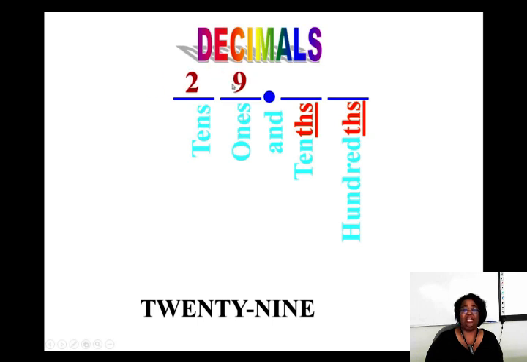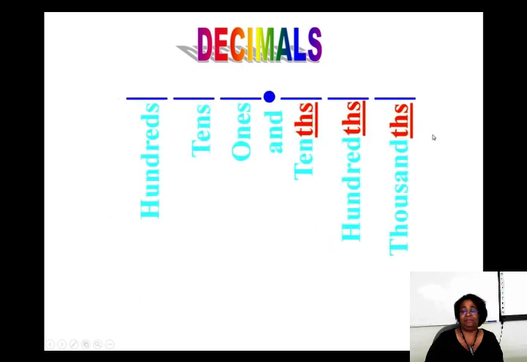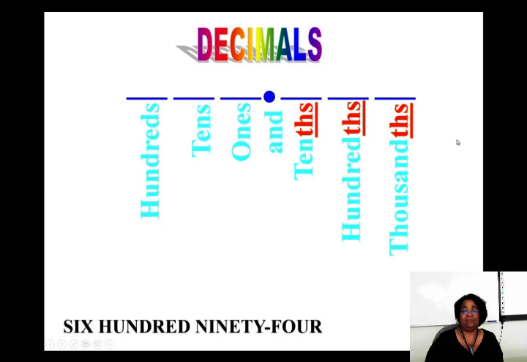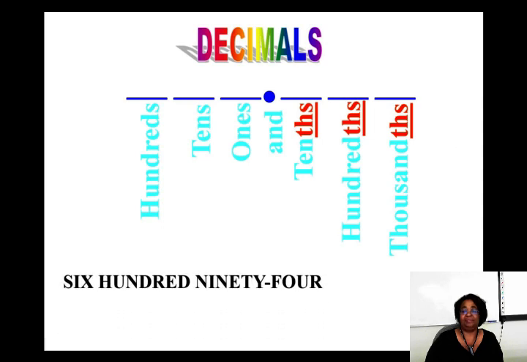Now, I could write 29.0, but the zero is not necessary. And I could go 29.00. Those 2 zeros are not necessary. What is necessary is the 2 and the 9. What about this number? How would I write it? 694. 694.